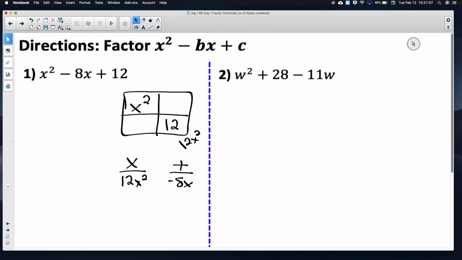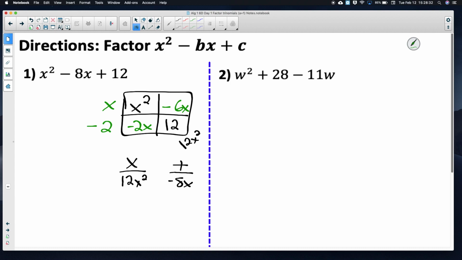Well, since they multiply to give me a positive, but add to give me a negative, I know that both my numbers are going to be negative. And they are, after careful thought, negative 6x and negative 2x. So now factor out the GCFs on the rows and the columns. Your first row, x squared and negative 6x, what do they have in common? They have an x. The second row, negative 2x and 12, what do they have in common? Well, the first term is negative, so I have to factor out a negative. And what goes into 2 and 12? 2.